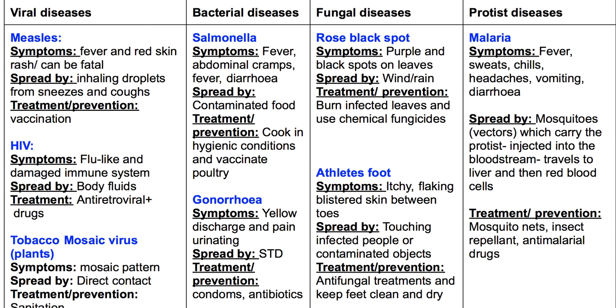So here we have a summary table. It's not a mind map, it doesn't have any pictures in, so it's not as good as what you should have done. But it's a summary of the sort of information you should have in your mind map: the symptoms, how it's spread, how it's treated or prevented. This is a preventative measure. And so on. So check yours against this and make sure that you've got this information in there.